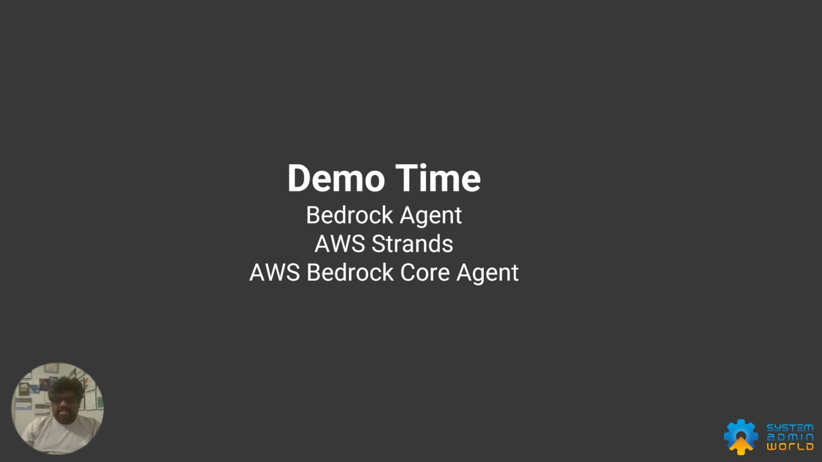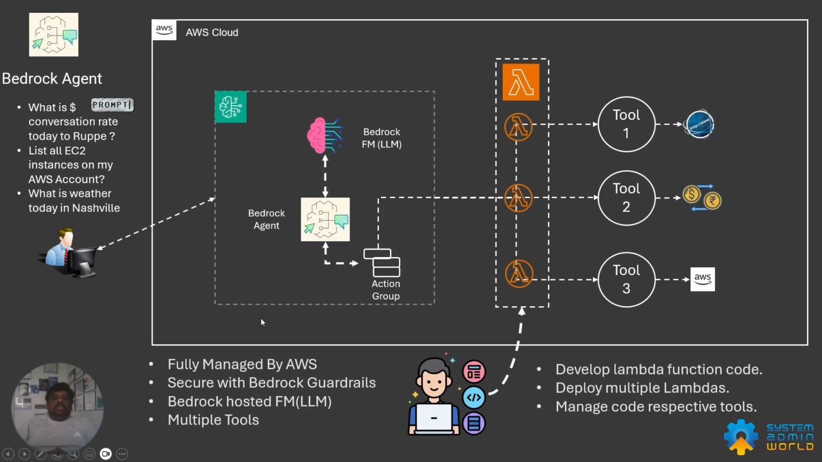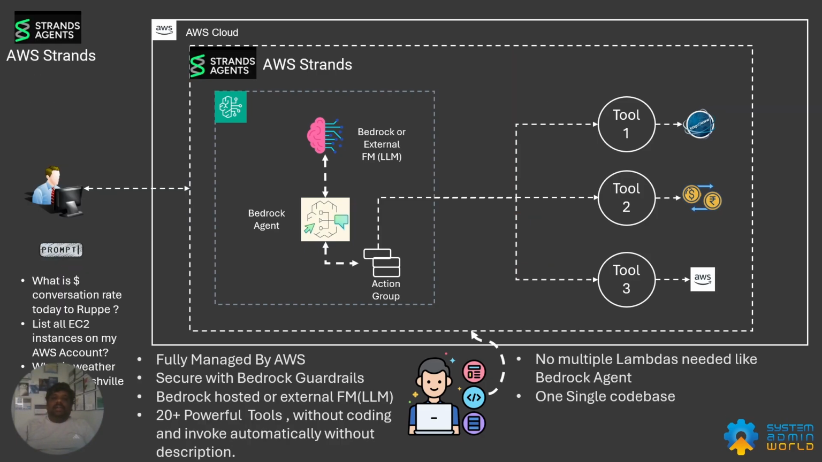So let's understand why it is important, how it works, how it can be set up, and we'll follow with a demo with AWS Strands also. So let's jump into the AWS Strands understanding. AWS Bedrock agents offer powerful orchestration, but they come with limitations in flexibility, customization, and hosting control. So this is where the AWS Strands framework comes into the picture.